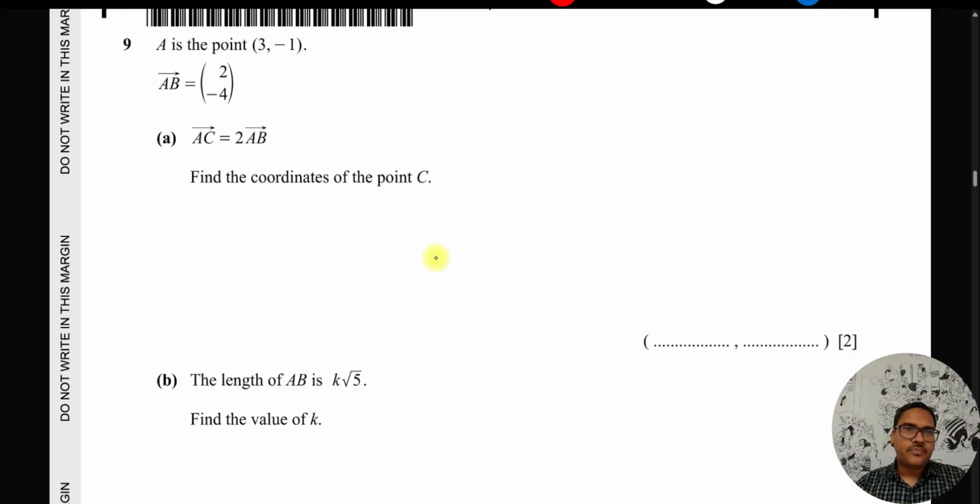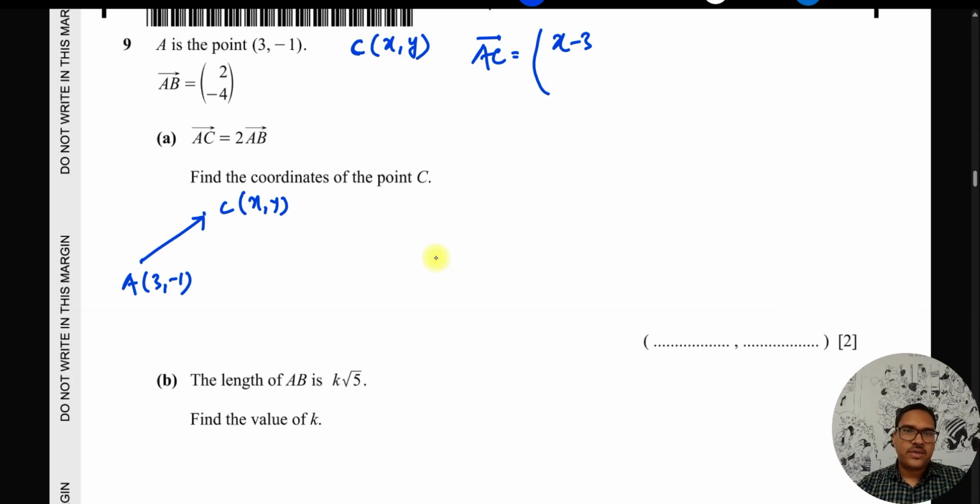Next question is, A is the point 3 comma minus 1. AB vector is given to you. AC vector is 2 times the AB vector. Find the coordinates of point C. Let's say C point is x comma y. You have to find the coordinates of C. So here, let's say this is A, 3 comma minus 1, and this is C, x comma y. This is our AC vector. Now how to write the AC vector if you know the coordinates? You can see, x minus 3.